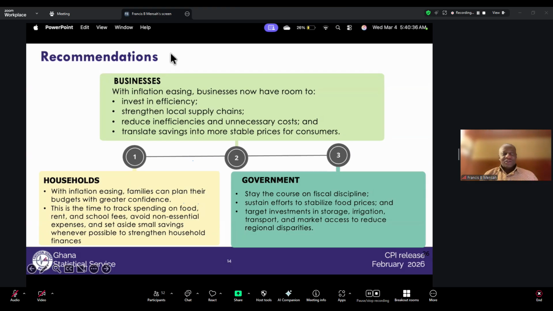Ladies and gentlemen, the February 2026 inflation figures have been released. We want to open the floor. If you have any questions.